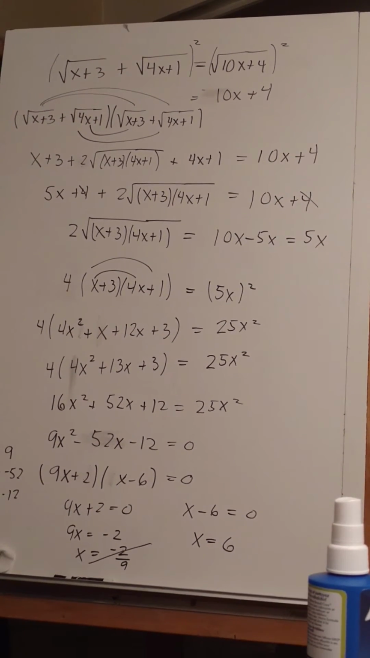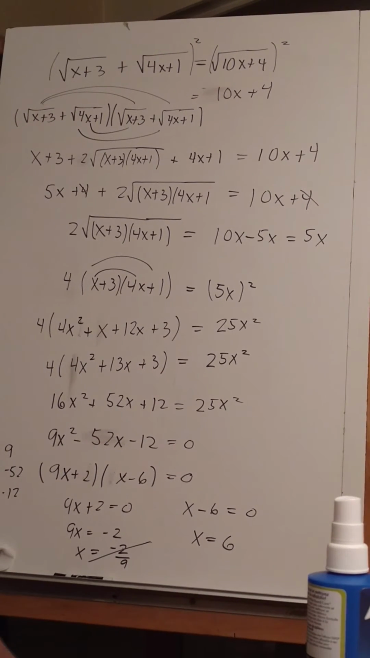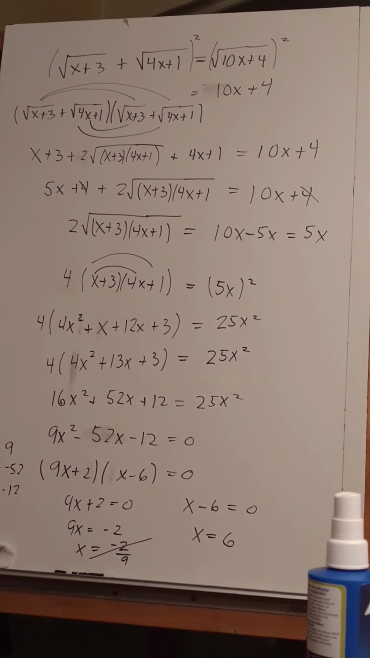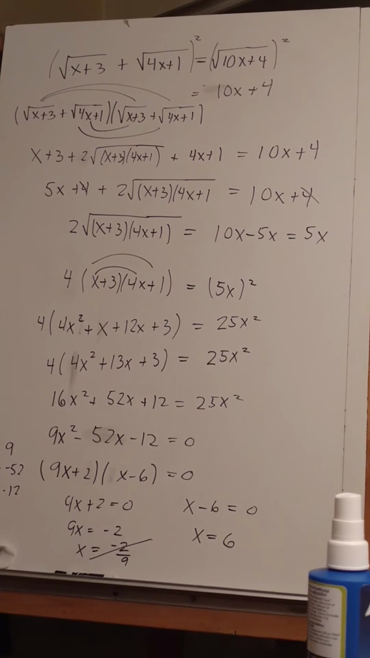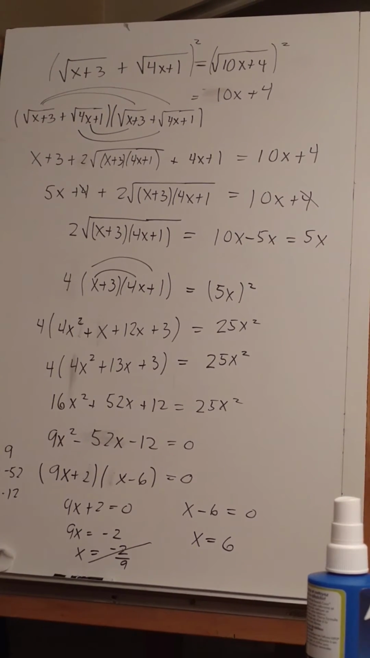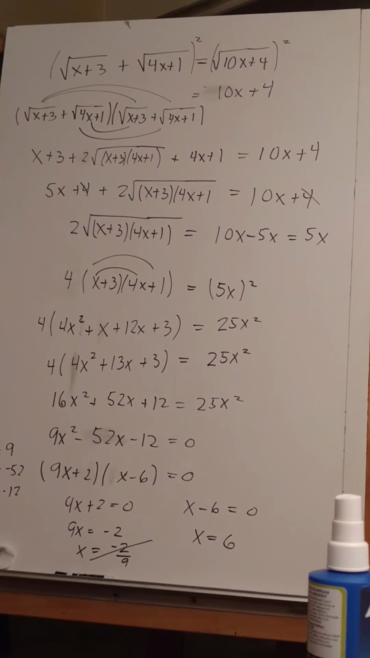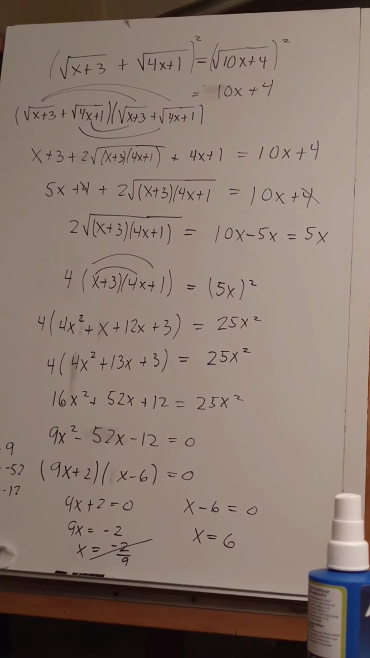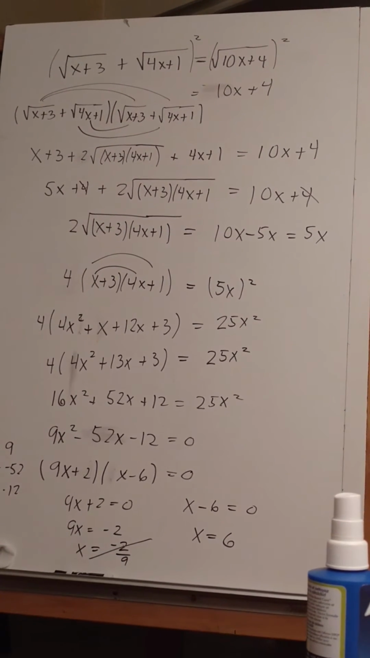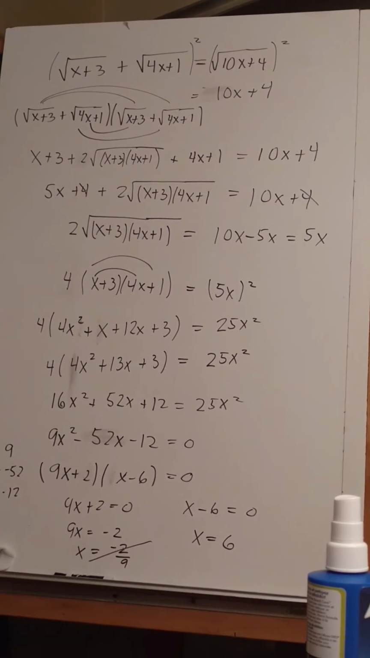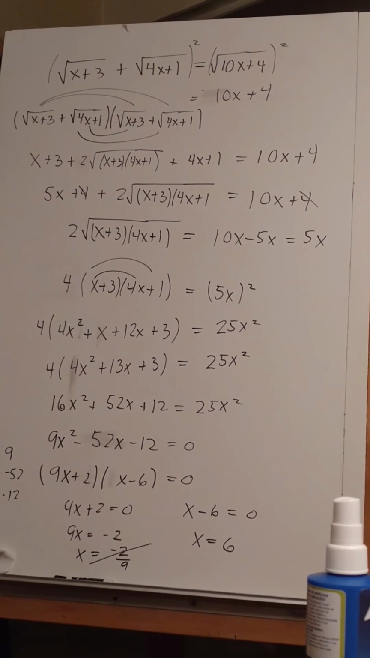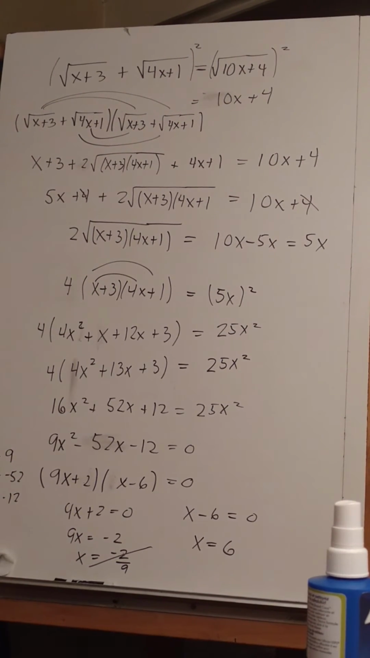Okay, so what was the key to this one? We started off with 3 square roots on the left side. So we moved one to the right side so that when we squared it, we only had to multiply 2 square roots to each other. And it wasn't that bad, actually, was it?